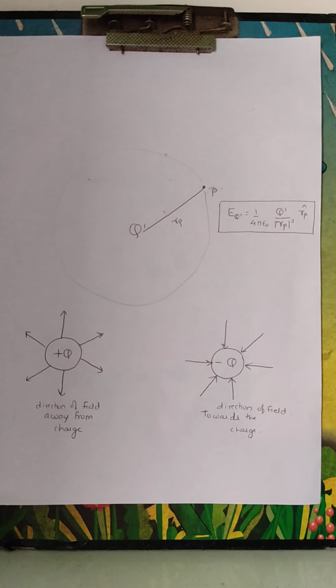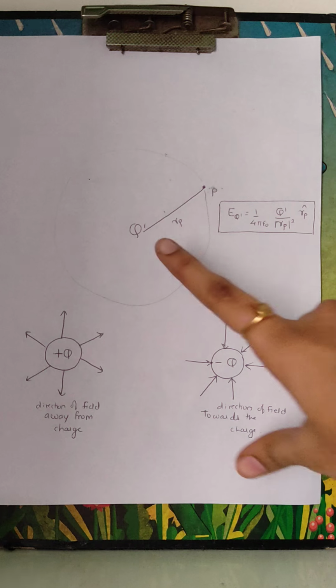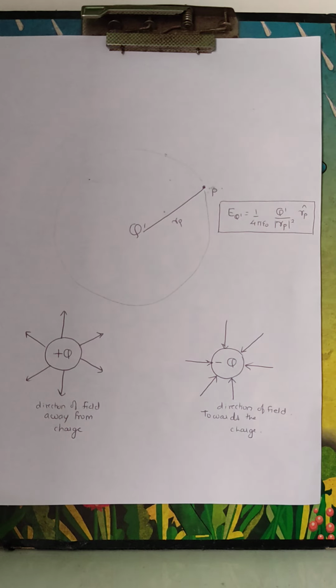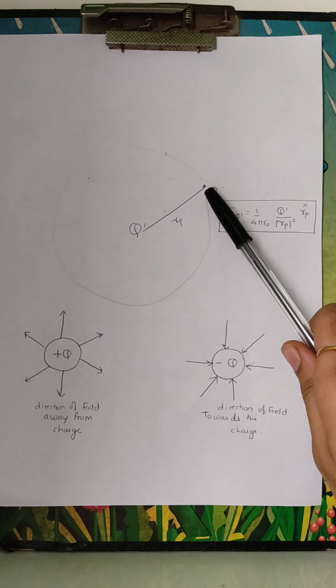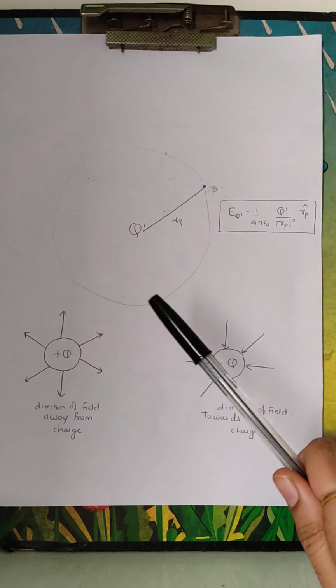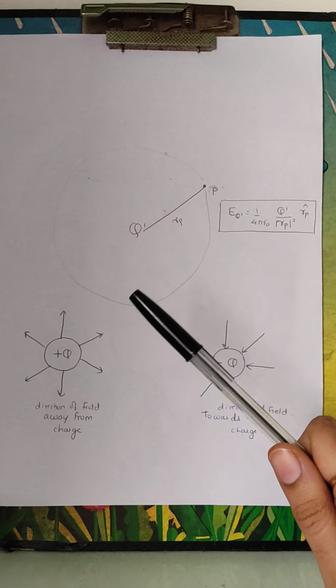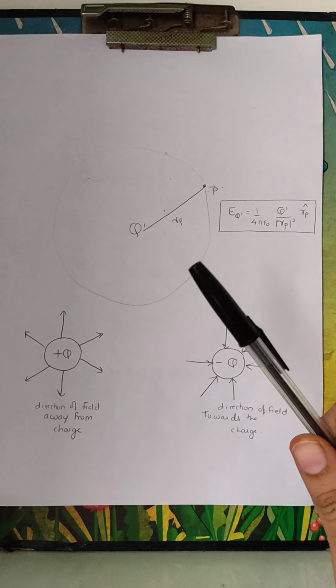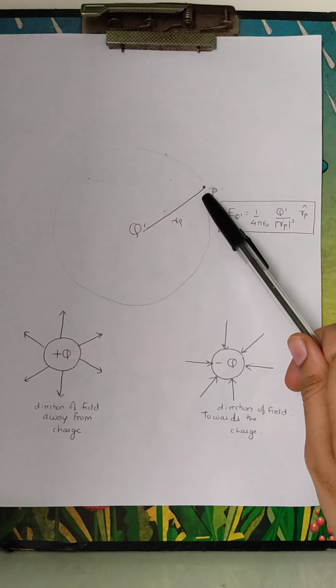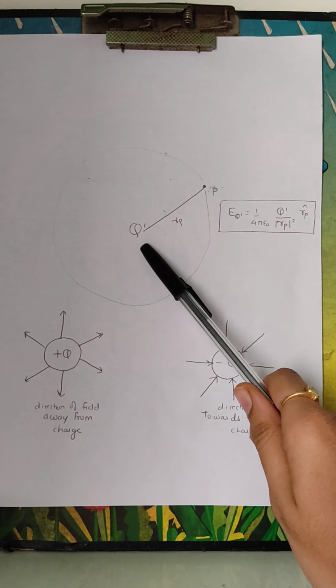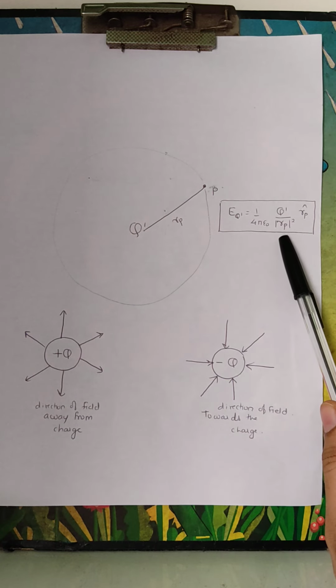if I have any charge Q dash, that charge will have its own electric field. Suppose in that electric field I have a point P which is at a distance Rp from this charge Q dash. Then I will have to find the value of electric field at point P due to this charge Q dash. So we can find it this way.